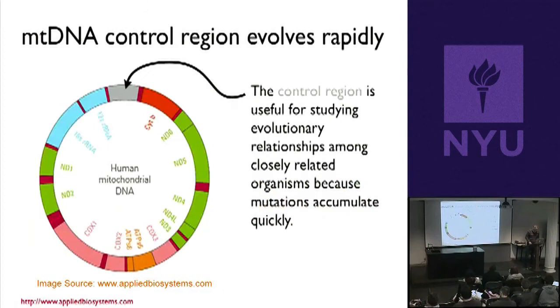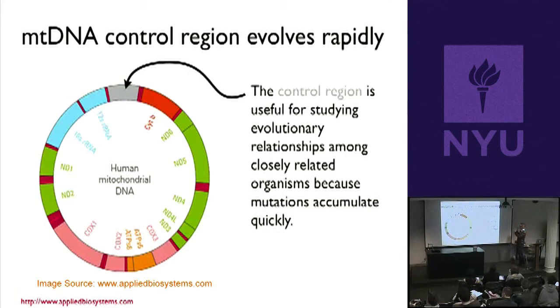So as I was saying, the control region is required for the replication of the mitochondrial DNA, but it doesn't have as strong a constraint on what that sequence needs to be. And therefore, it changes more rapidly than the parts of the mitochondrial DNA that are coding for enzymes. That is, it evolves rapidly. And that makes it useful for studying evolutionary relationships among closely related organisms, because mutations accumulate quickly in this region.